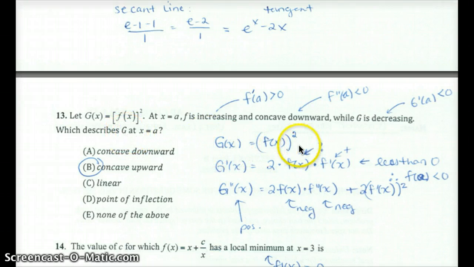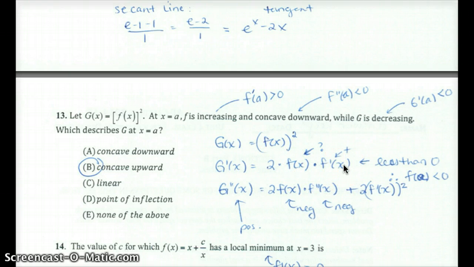So here's my g function. The first derivative of g, just generically, not at a single point, is going to be a chain rule. If I take the derivative of both sides, g prime of x equals, the outside function is something squared, and the derivative of that is 2 times the something. And the inside function is f of x, so you multiply times f prime of x. That's the chain rule right there.